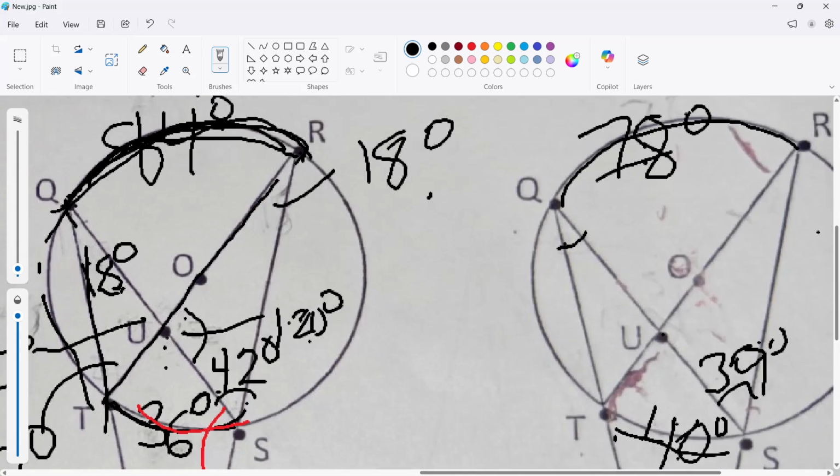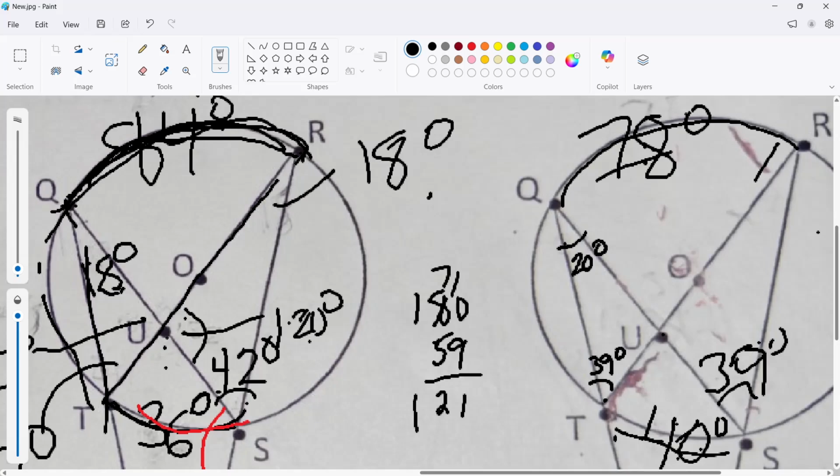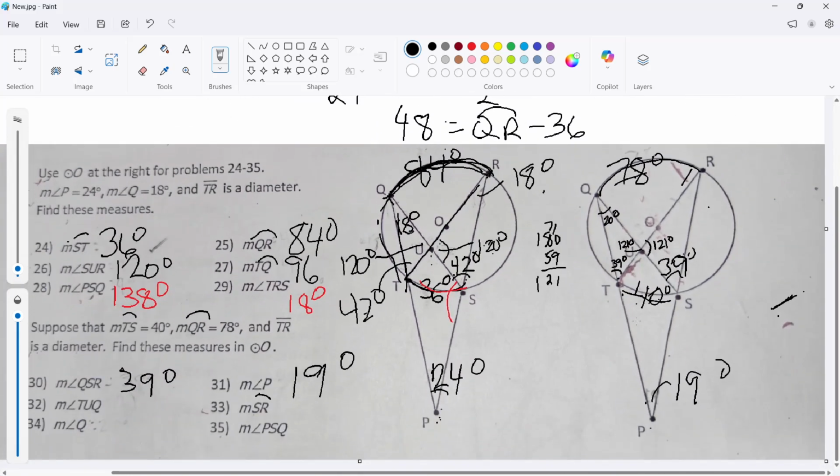So this is one half of 40, which is 20. This is one half of 78, because it cuts out that 78-degree arc. So that's 39. And then TUQ is going to be 180 minus the sum of those, so 180 minus 59 is 121. So TUQ is 121 degrees, and this one is also 121.